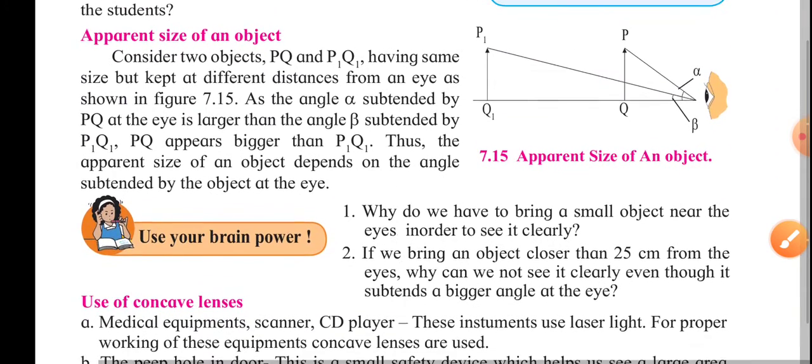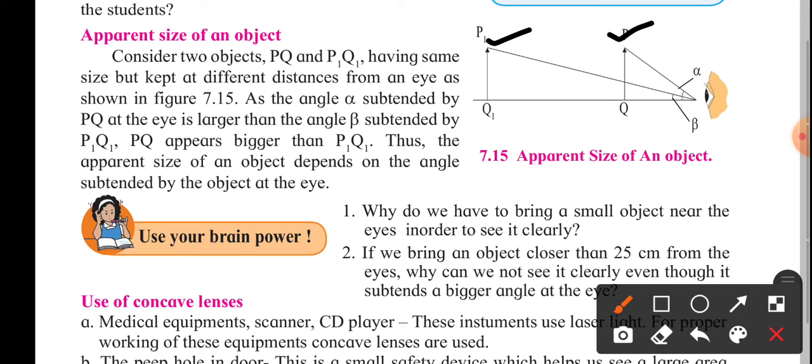Further is the apparent size of an object. Consider here they have given one example. Consider two objects PQ and P1Q1. Both are objects at different distances from the eye. As the angle alpha subtended by PQ at the eye is larger than the angle beta subtended by P1Q1, PQ appears bigger than P1Q1. Thus, the apparent size of an object depends on the angle subtended by the object at the eye.